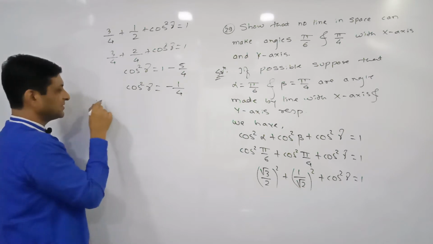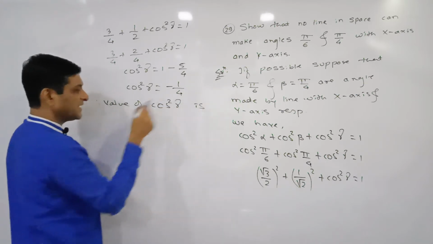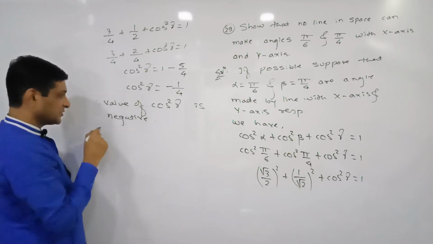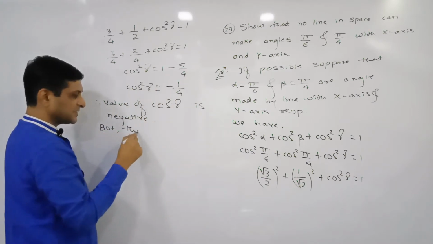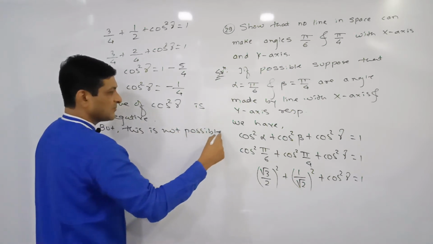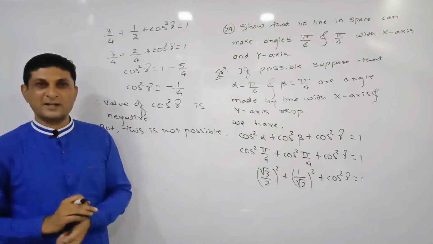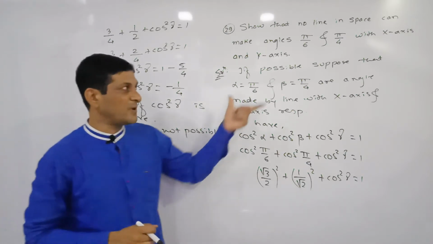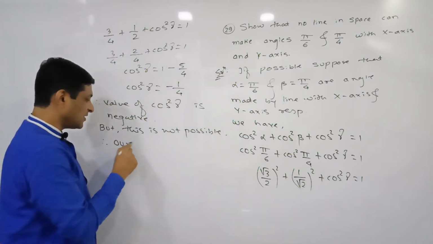So therefore the value of cos square gamma is what? Negative. Since the value of cos square is negative, this is not possible, as the square of some number cannot be negative. Means here we can say that we have got what? Contradiction. So this is not possible, since the square of any real number cannot be negative. But we have got this result because of our supposition, means our supposition is wrong. So therefore our supposition is wrong.